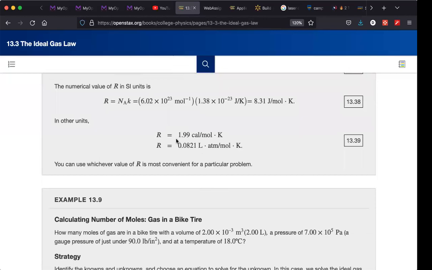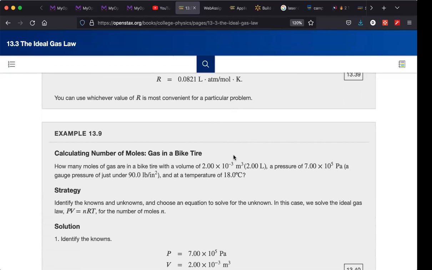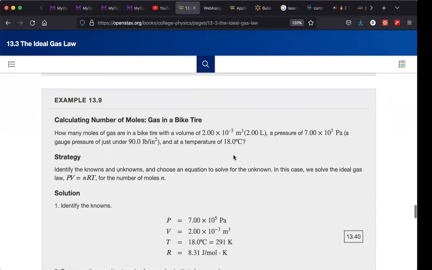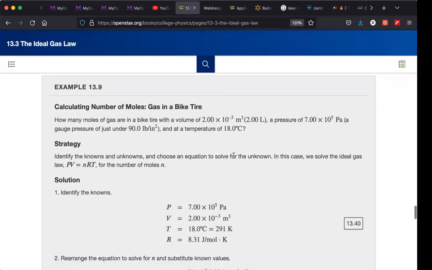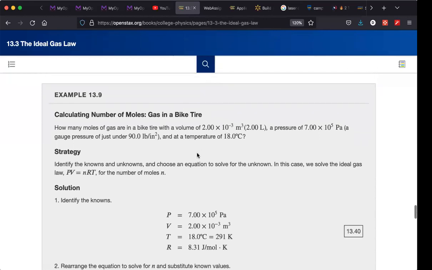And because it's used in chemistry a lot, they actually have their own version of it because they use calories instead of joules, and they like to use moles, and they also like to use liters. So they have a different version of it here. It gets really confusing to people who prefer to just have one equation, but whatever. So they do the same thing here with the bike tire, but they do it with number of moles.